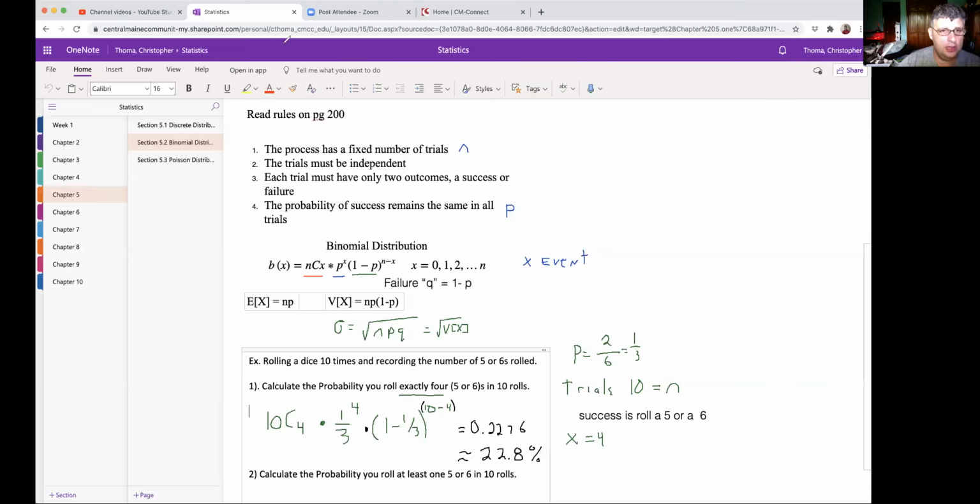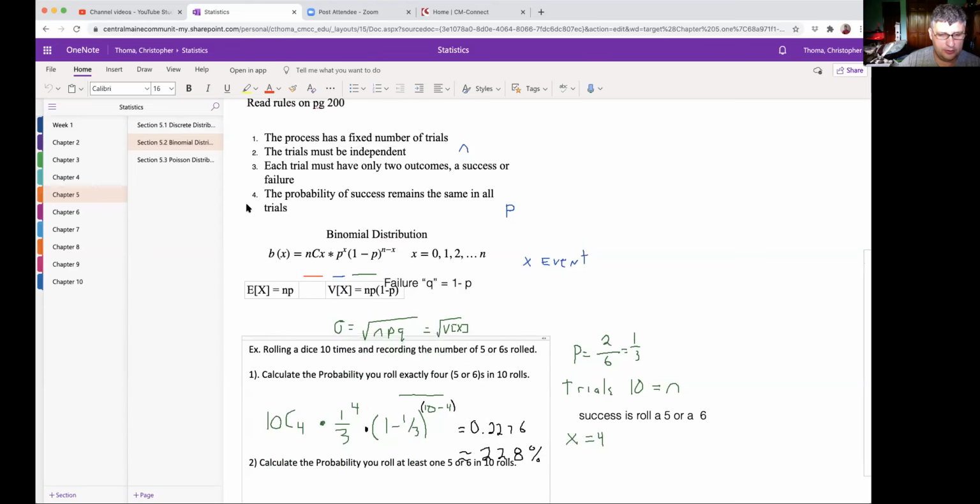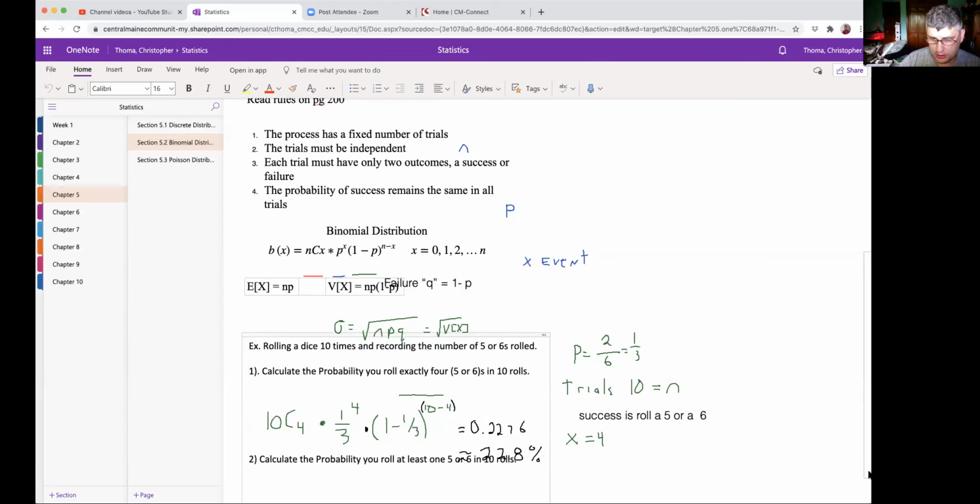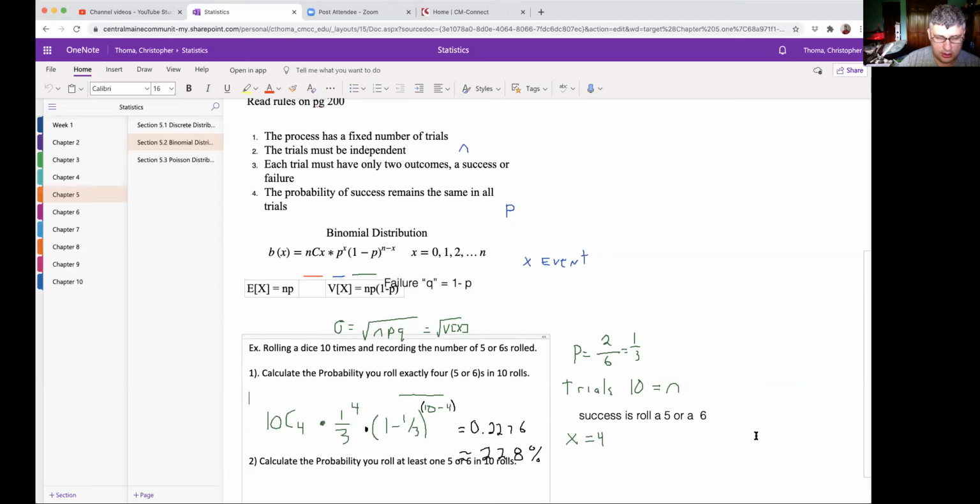All right, so let's do another example. Oop, I forgot my drawings. That's the problem with doing drawings. It doesn't like to stay where I put it.